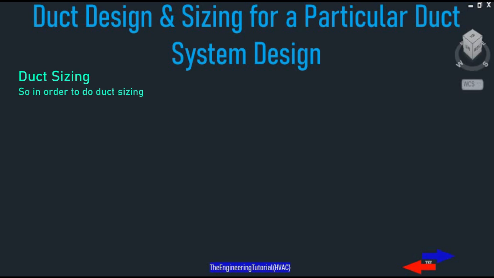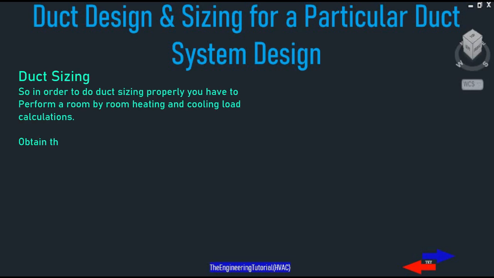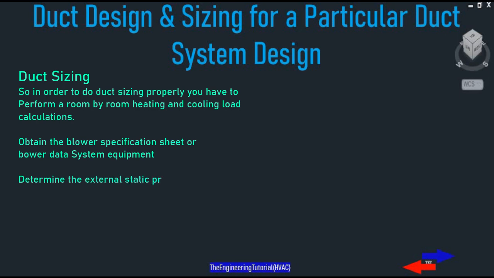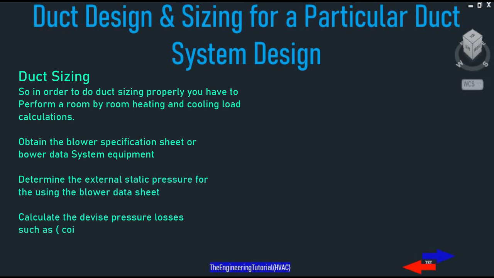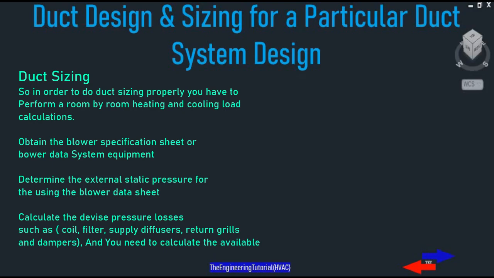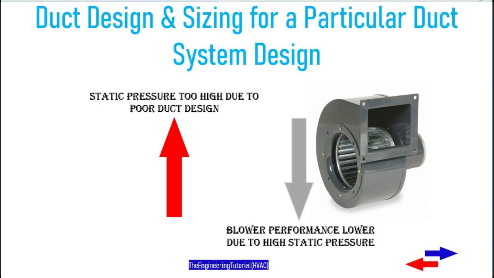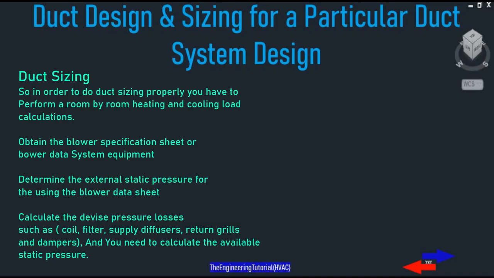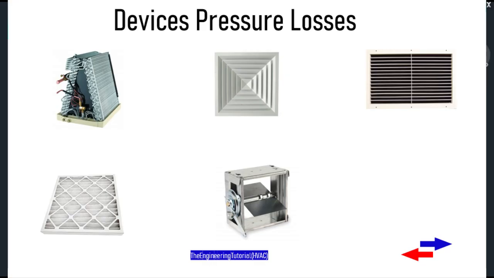So in order to do duct sizing properly, you have to perform a room by room heating and cooling load calculation. You need to obtain the blower specification sheet, and you need to determine the external static pressure using the blower data sheet. You need to calculate the device's pressure losses, such as coil, filters, supply diffusers, return grills, and dampers.